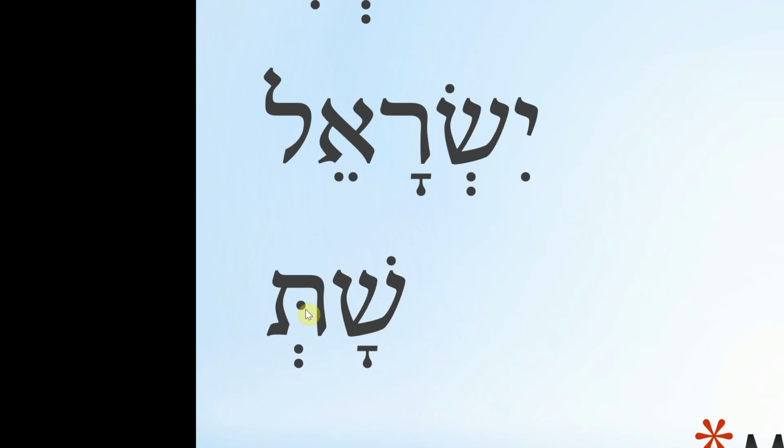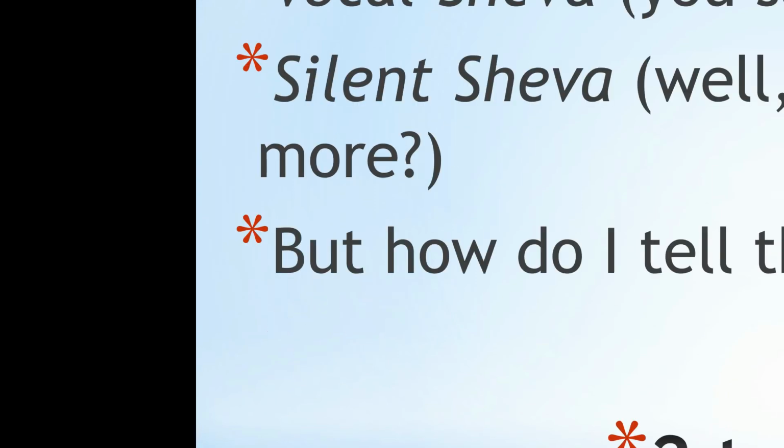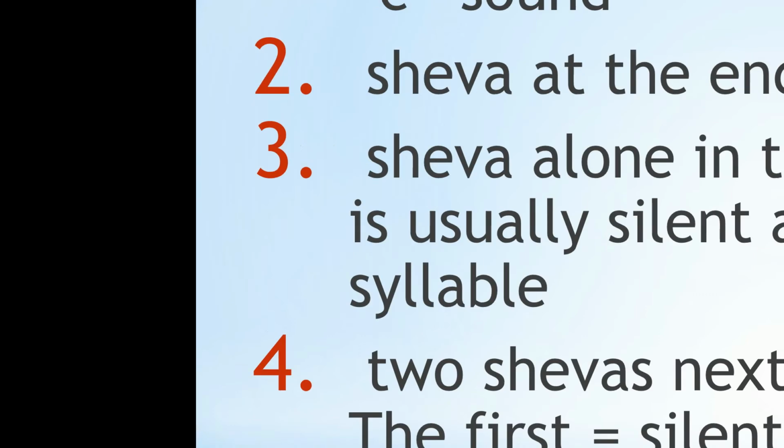What on earth is going on here? Whoops, I didn't mean to taunt you with that little dance. This is what's going on. There are 2 types of Shevas. First is vocal, which means you say it. The second is silent, which means you don't say it. Very, very simple, right? But the challenge is, how do I tell the difference? So let's ask the wise one how we tell the difference.